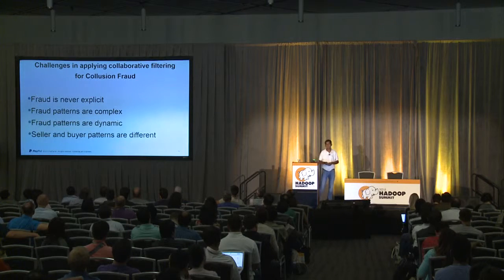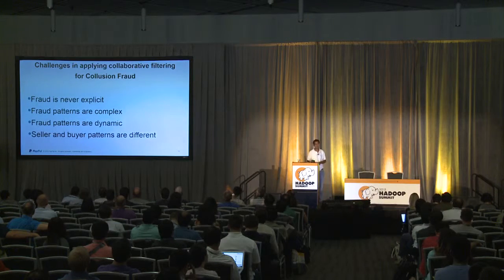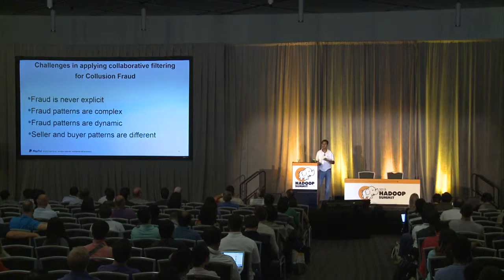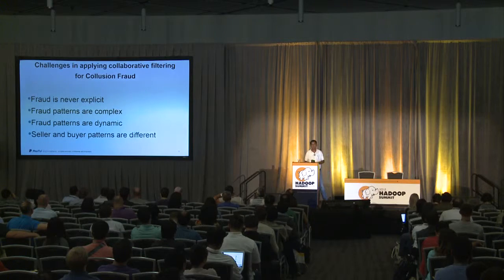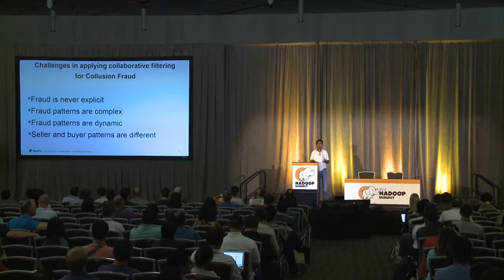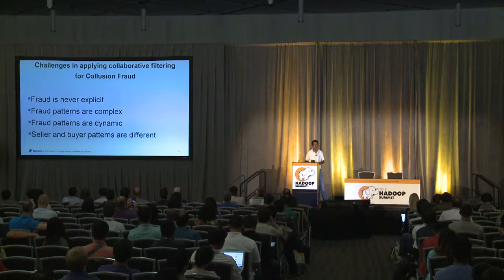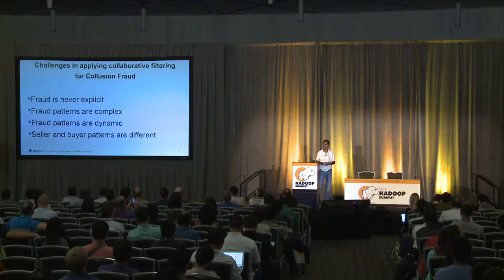There are several challenges for applying collaborative filtering to collusion fraud. For example, fraud is never explicit. An attacker is not going to say, I am committing a fraud, unlike the movie example. And fraud patterns are quite complex and dynamic, in the sense that attackers always change their patterns to avoid getting caught by our fraud detection system. And seller and buyer patterns are quite different. For example, the seller is selling and the buyer is buying, so their patterns are quite different.